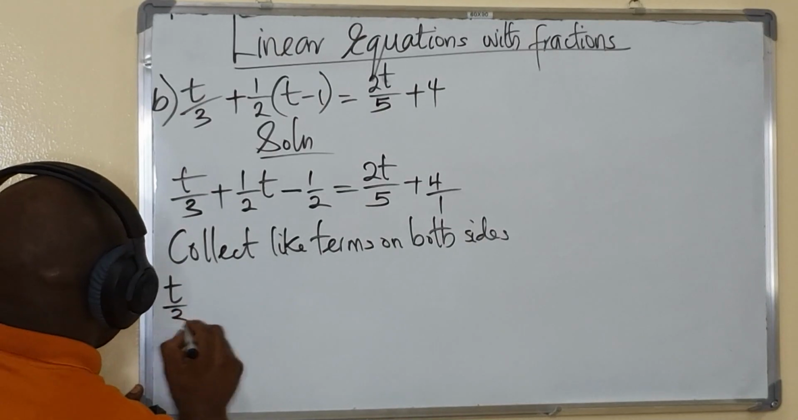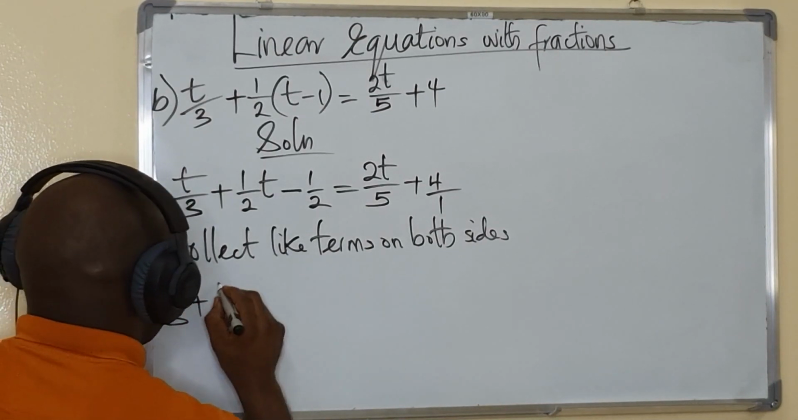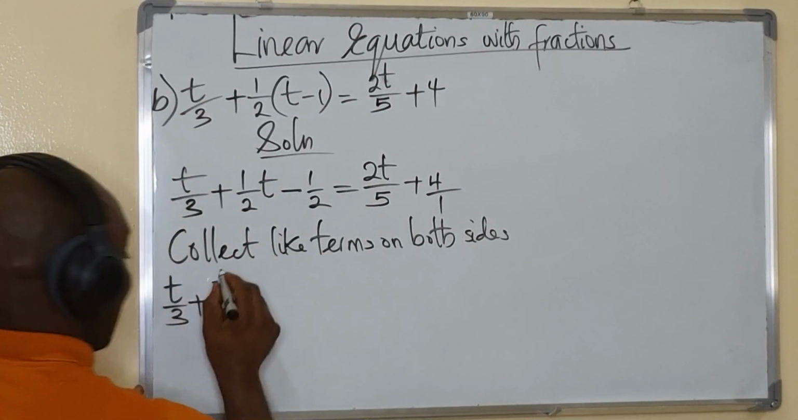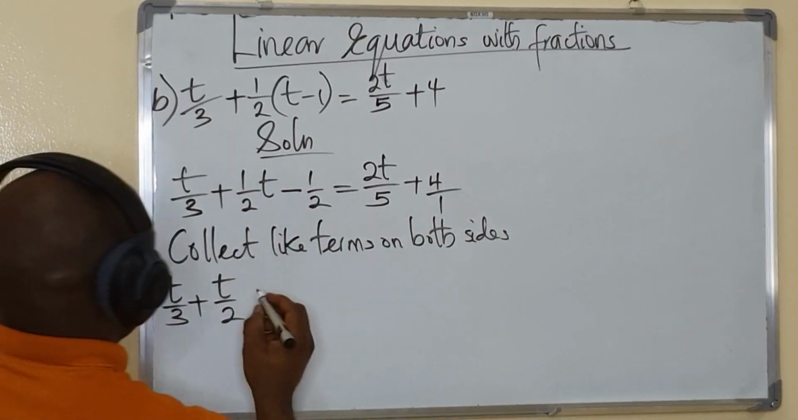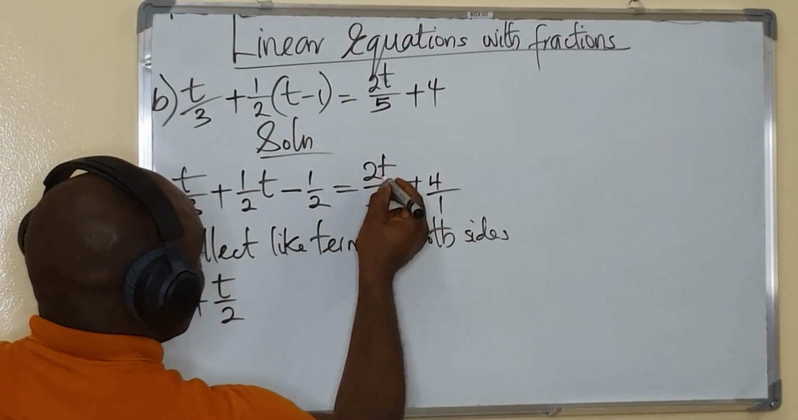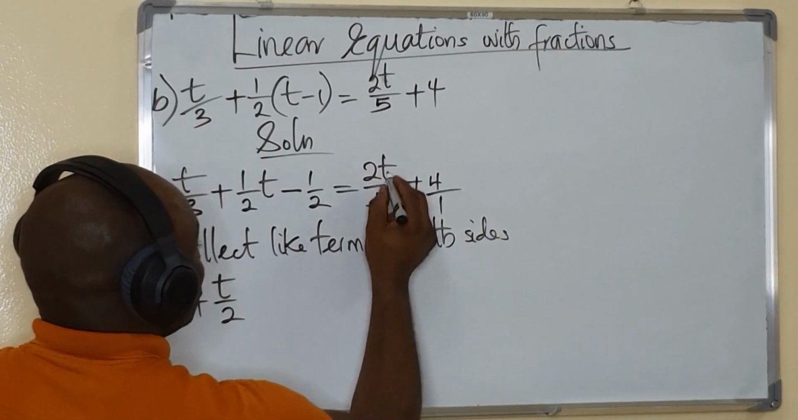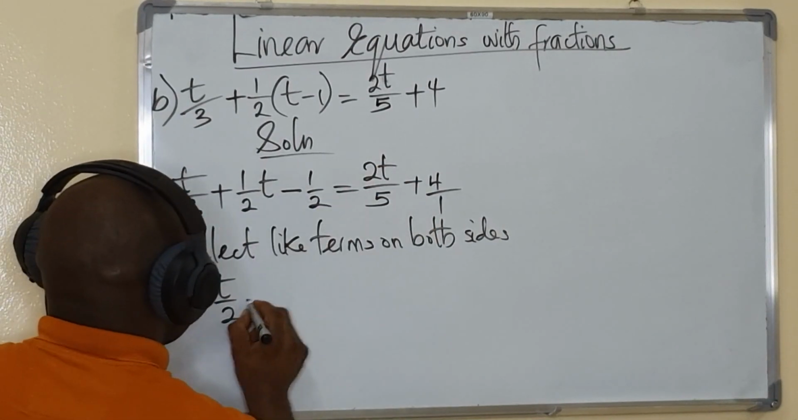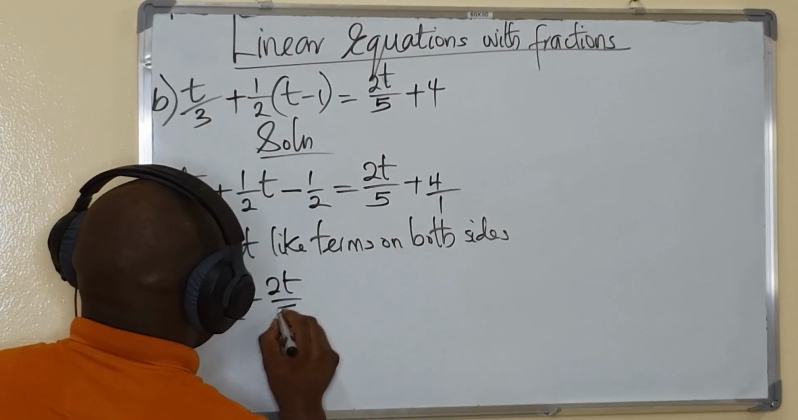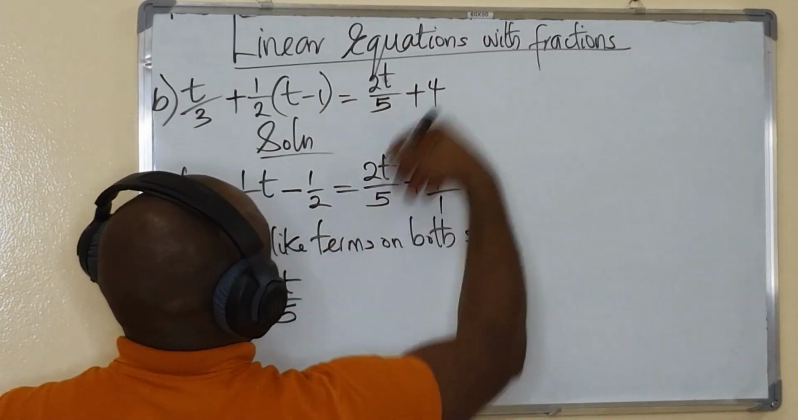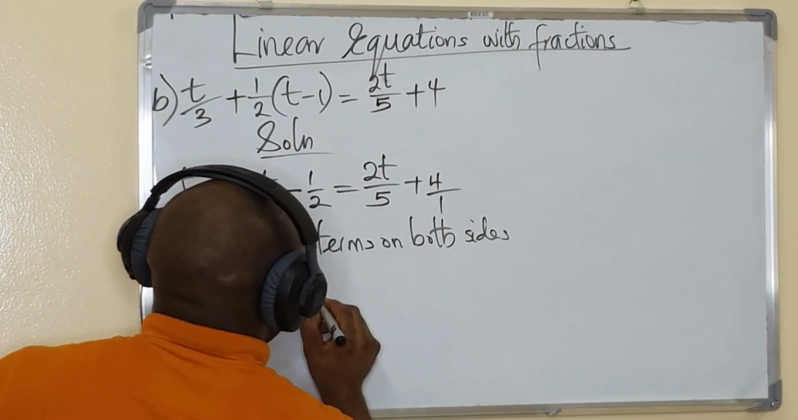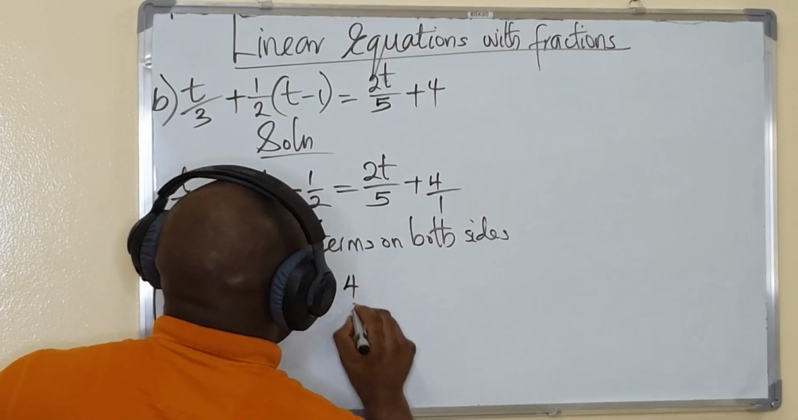T upon 3, add half of t, or you can just write it as t upon 2. They are the same thing. Half of t means t upon 2. 1 times t is t. Alright, this is 2t upon 5. If I subtract it from both sides, it means that I'm subtracting 2t upon 5 on the left. And if I subtract it on the right, it goes out. So it's equal to, I am left with 4 upon 1.